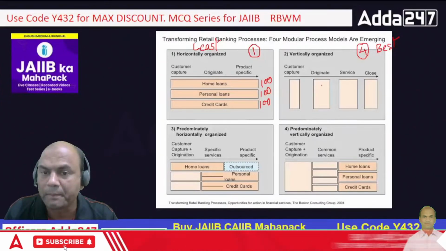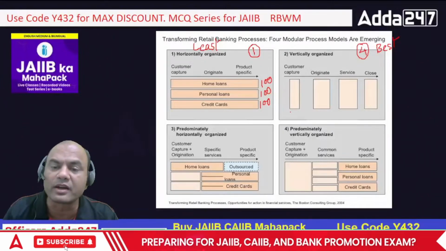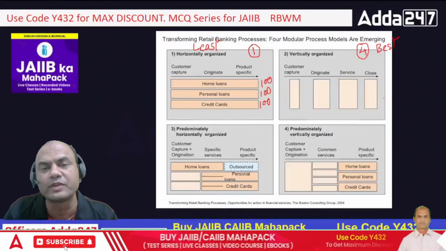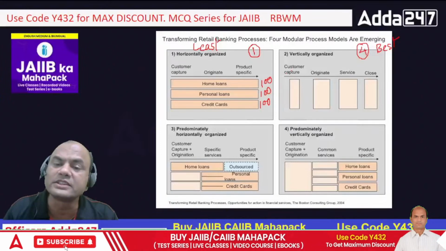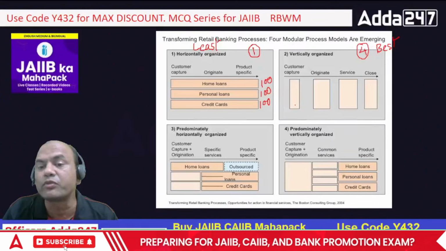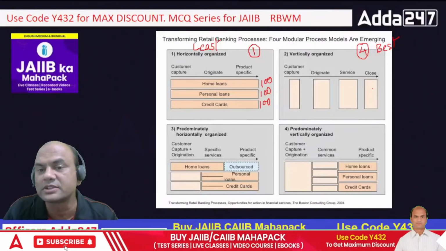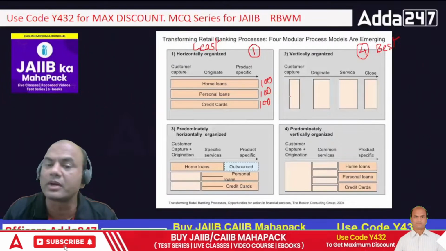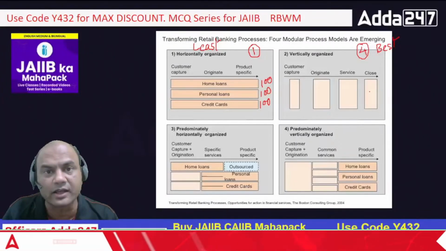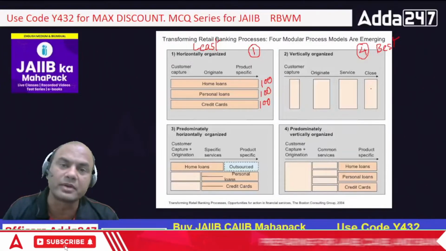But now, with the vertical model, what will happen? This will have 100, this will have 100, similarly each one will have 100. So each department will have, in this case, 400 clients. Home loan will have a common database of 400 clients. Similarly, personal loan will have a common database of 400 clients. So each client can be targeted by each department.